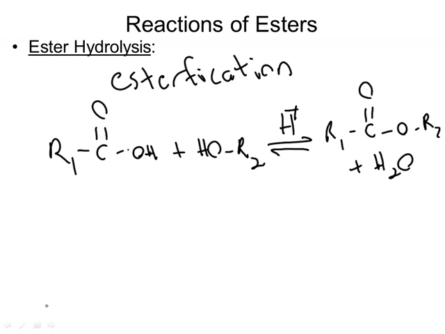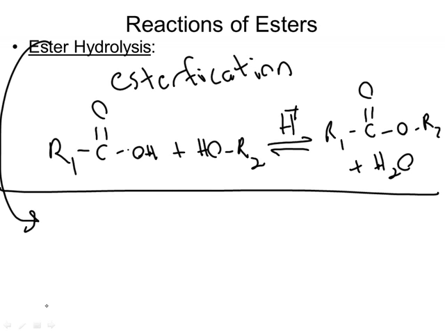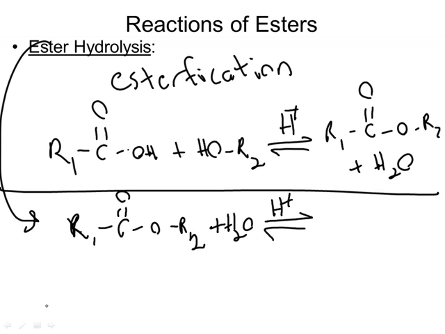Ester hydrolysis is literally, so this is ester hydrolysis down here. You take an ester, R1, you add water and an acid catalyst, and you get a carboxylic acid and an alcohol. So it's literally exactly the reverse. So remember, this is an equilibrium just like esterification is an equilibrium.